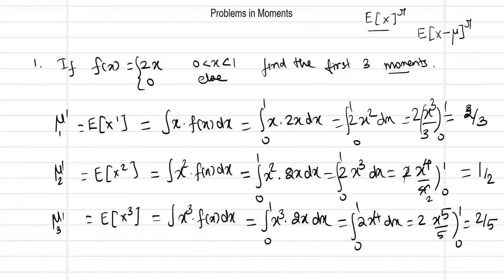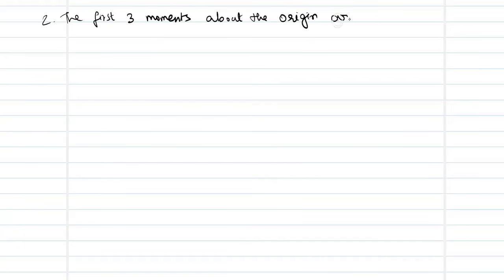Now next let us move on to a second problem where we have that the first three moments about the origin are given as 5, 26 and 78.